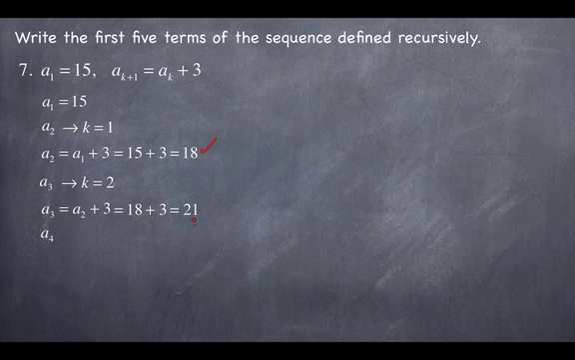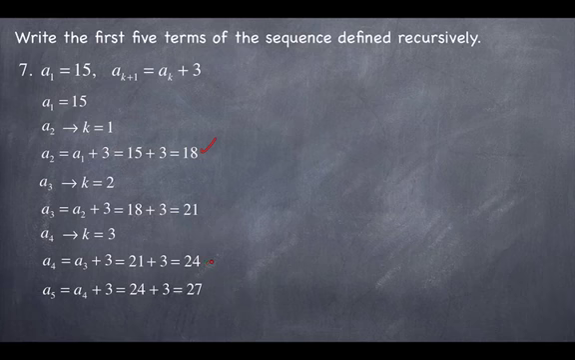A sub 4, we're going to have to let k equal 3. We substitute into the original rule. I know that a sub 3 is 21. And this is what I get for a sub 4. At this point, you should see how we get a sub 5. And again, I can clarify this in class. These are your first five terms of this sequence.